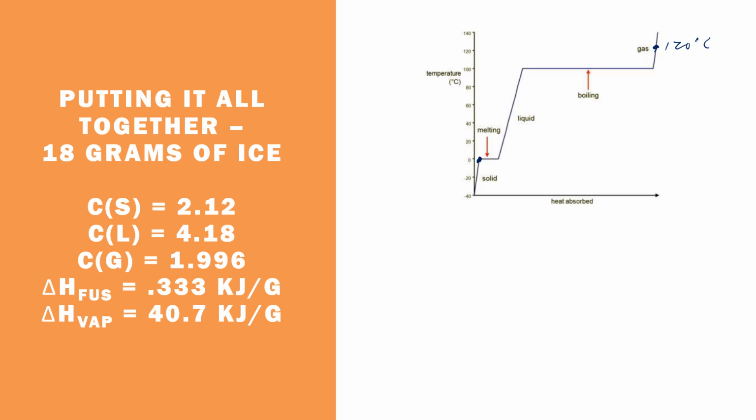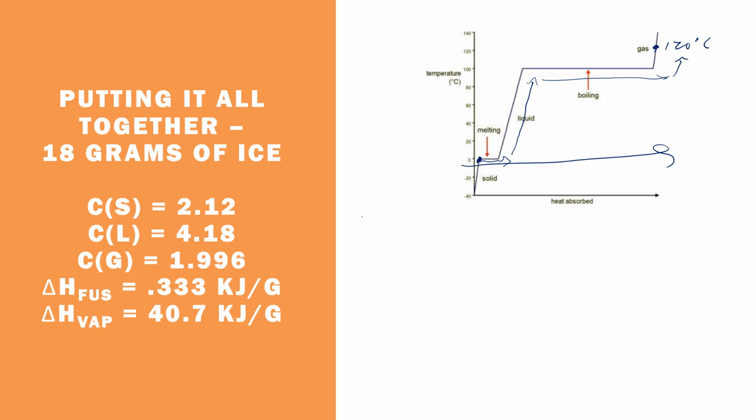Since I'm melting it and then boiling it, I need to go in this direction. I need to first melt it, then increase the temperature of the liquid, then boil it, then increase the temperature of the gas. So I have 4 calculations I need to do.